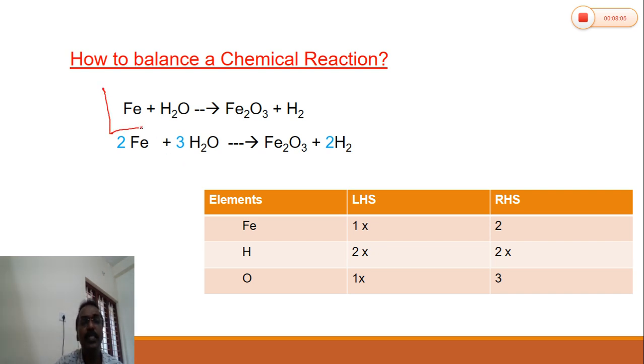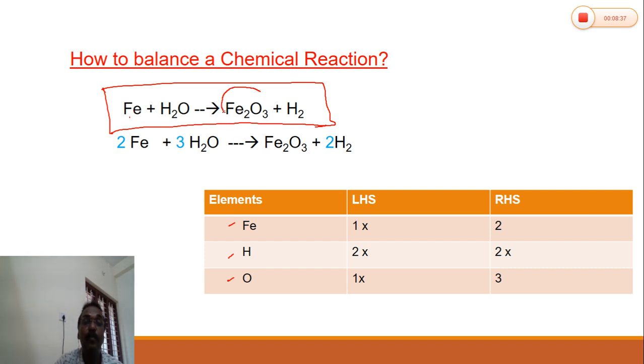Now, consider this chemical equation: Fe plus H2O gives Fe2O3 plus H2. Looking from left to right, the elements on the left and right side are iron, hydrogen and oxygen. Iron: left side 1, right side 2. Hydrogen: left side 2, right side also 2. Oxygen: left side 1 and right side 3. Now the equation is not balanced, so we have to balance the equation.